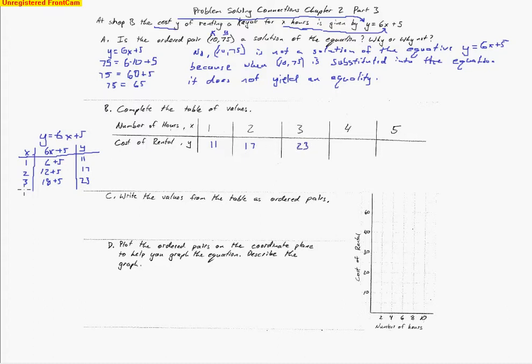That's the cost for 3 hours. And then for 4 hours, do the same thing. 6 times 4 gives me 24, plus 5 gives me $29. So for 4 hours worth of rental, it is $29. And 5 hours, substitute that in, we get 6 times 5 is 30, plus 5 gives me $35. So $35 for 5 hours, a 5-hour rental.